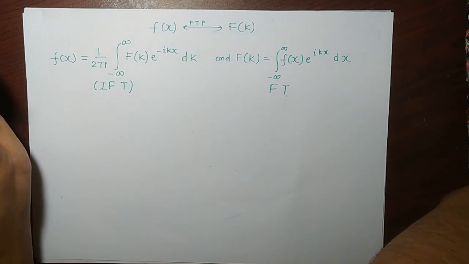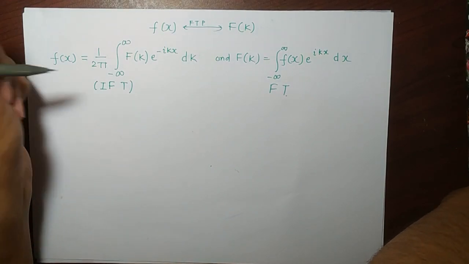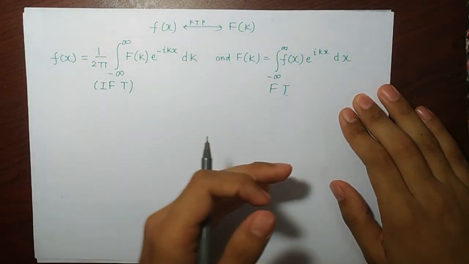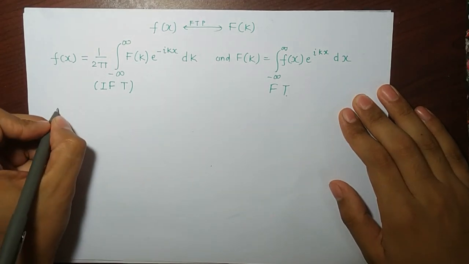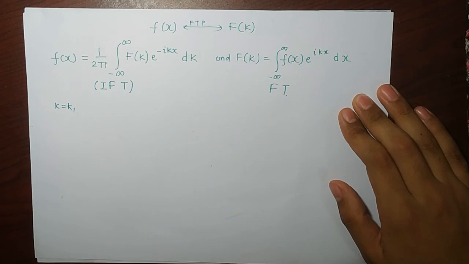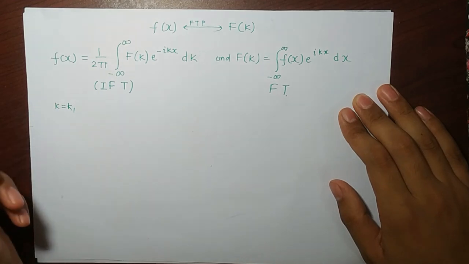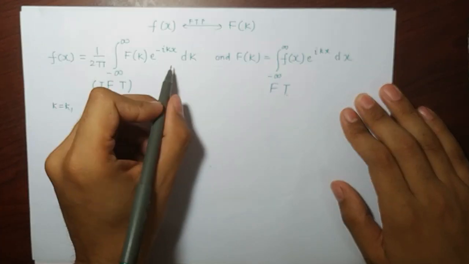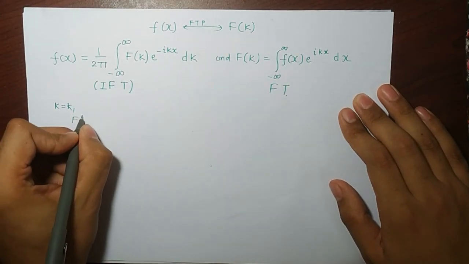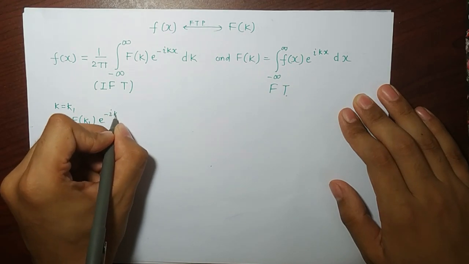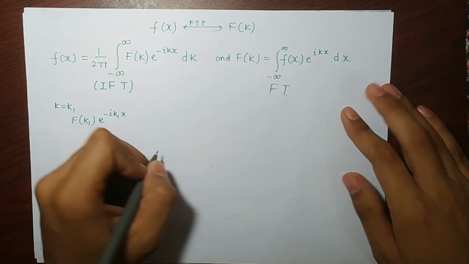So let us assume a value of k. Since k is varying from minus infinity to plus infinity, let me assume a value of k, let it be k1. Fine. So if I assume this to be k1, then my function will be f(k1) e^(i k1 x).